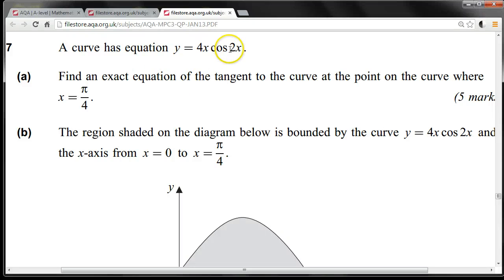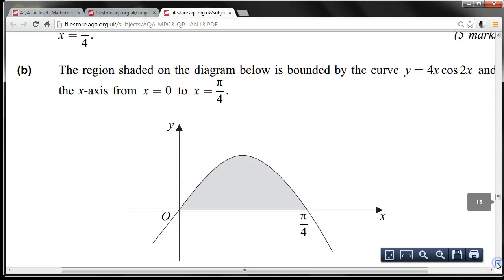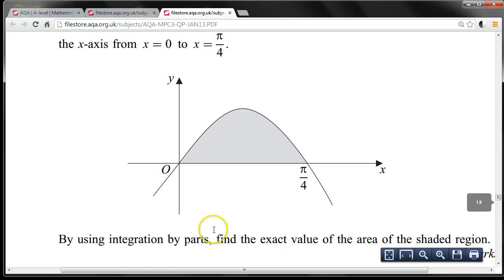A curve has this equation. Find an exact equation of the tangent of the curve at the point on the curve where x equals pi over 4. The region shaded on the diagram below is bounded by the curve y equals 4x cos 2x and the x-axis from x equals 0 to x equals pi over 4. By using integration by parts, find the exact value of the area of the shaded region.